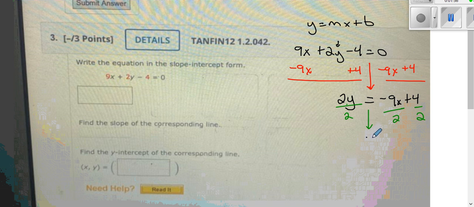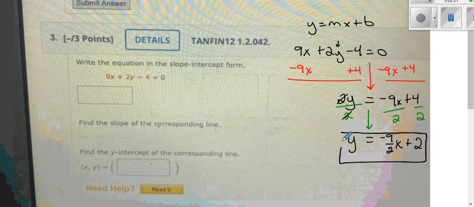On the left-hand side, the 2 and the 2 cancel. 2 divided by 2 is just 1, so we have 1y left over here. We don't have to write the 1. On this side, I'm going to write it this way, negative 9 halves, and you can put the x beside it, plus, and then 4 divided by 2 is just 2. And so this is that equation in slope-intercept form.